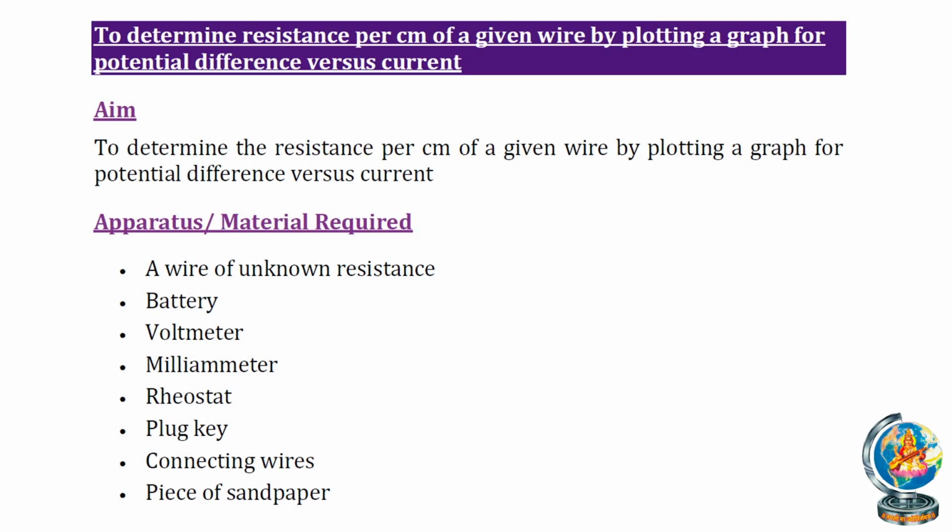Today we are going to discuss the very first practical of Standard 12 Science. The very first practical is to determine the resistance per centimeter of a given wire by plotting a graph for potential difference versus current. Now coming to the aim of this practical, to determine the resistance per centimeter of a given wire by plotting a graph for potential difference versus current.